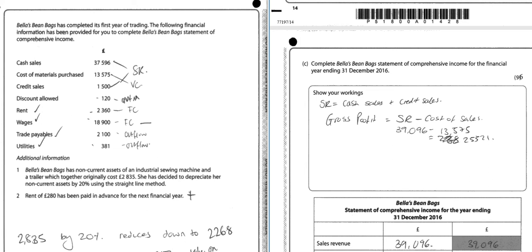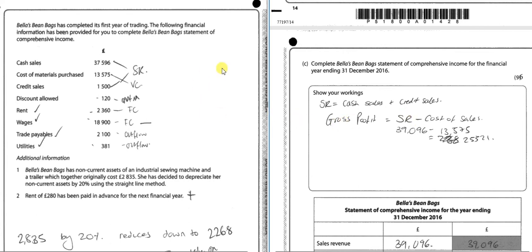Hi guys, so let's now move on to looking at a question which asks us to complete the statement of comprehensive income. Now, it says Bella's Beanbags. What I've done here is just split the screen between the actual question and the data that we need to complete this. On the left hand side we've got the data we need and the information you must take from this. On the right hand side we've got the actual question, and I'll show you the candidate's response in just a moment.